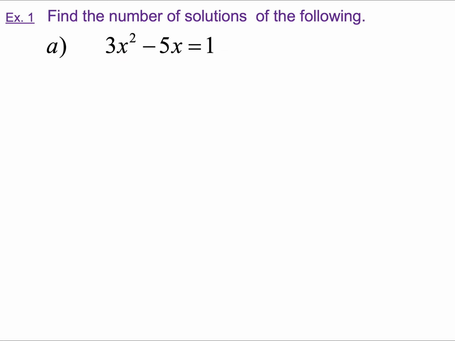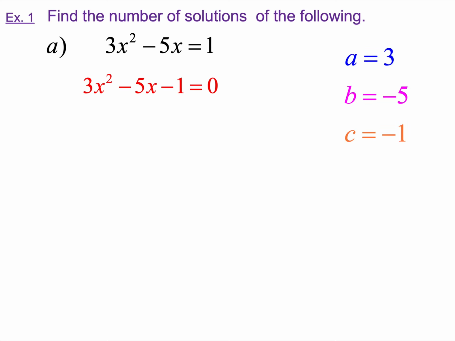Example 1a. Find the number of solutions of the following. 3x squared minus 5x equals 1. First, rearrange to get 3x squared minus 5x minus 1 equals 0. Write down what a, b and c are. So a equals 3, b equals minus 5, c equals minus 1.